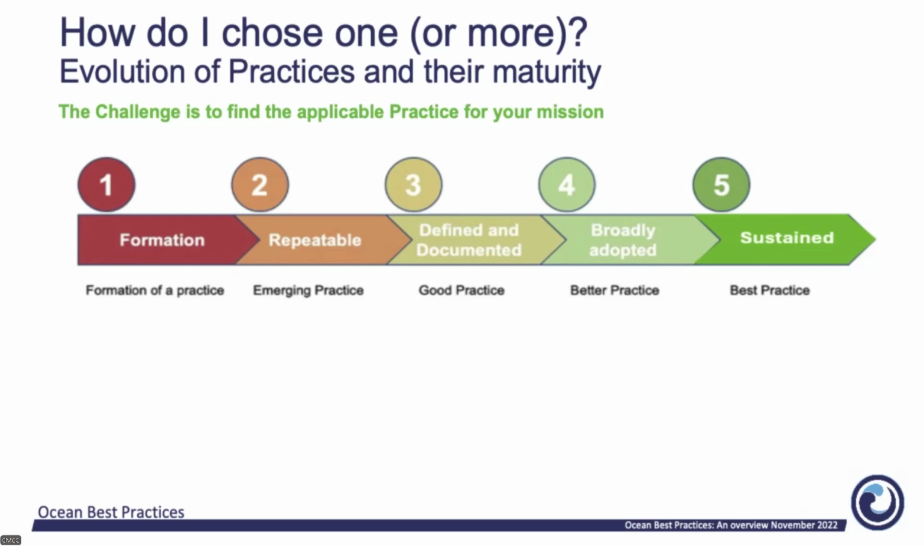And they are, starting at level 3, a defined and documented practice. Level 4 is a broadly adopted one by multiple organizations. And the last one is a sustained practice. That's a really mature practice. We call number 5 best practices. 3 and 4 become good, better, and then finally best. And you'll be able to go into the repository and look at those and see what they represent.